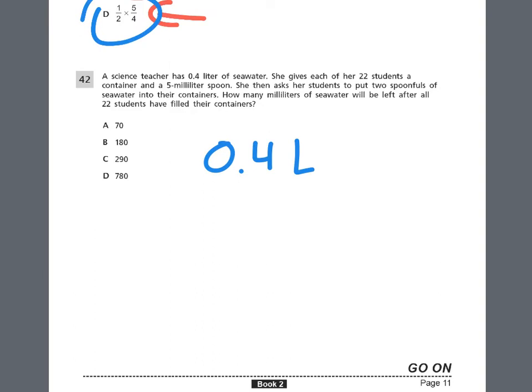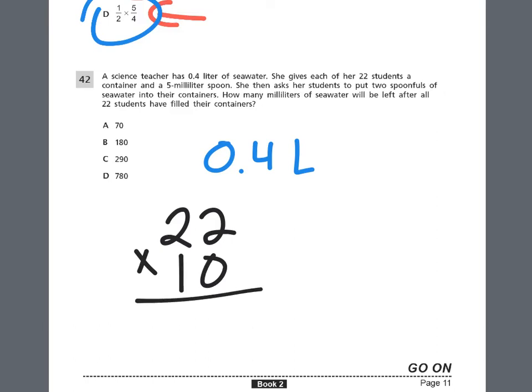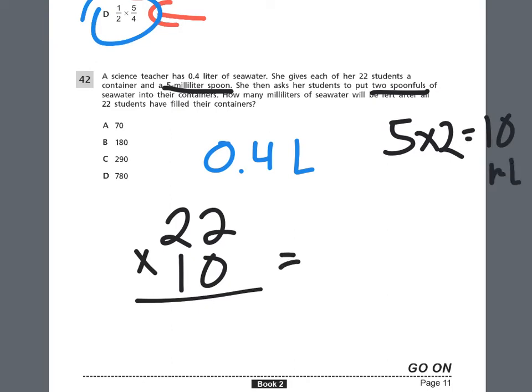Okay, so pretty much there's 22 kids, and each one needs to fill it up with 10 milliliters. The reason why I got 10 is a spoon holds 5, and she asked her students to put 2 spoonfuls. So that's why it's 5 times 2 to give you 10 milliliters. And I know the answer to this would be 22 and add a 0. So you need 220 milliliters.